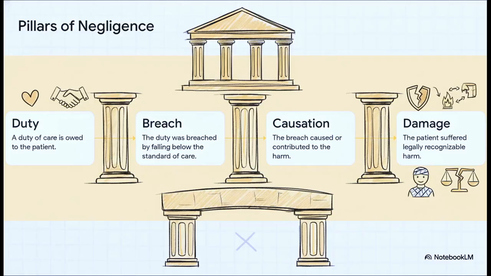So, medical negligence, it really all comes down to 4 key things. 4 pillars: duty, breach, causation, and damage. And here's the kicker. For a claim to actually succeed, a patient's legal team has to prove all 4 of them. If even one of those pillars is missing, the entire claim falls apart. Let's see how each one works.